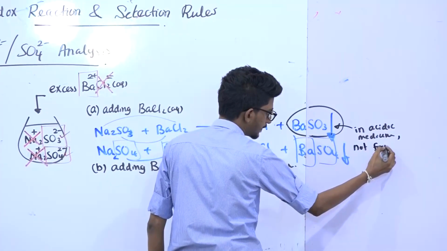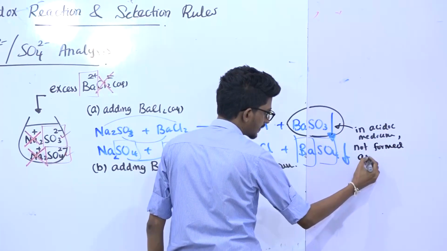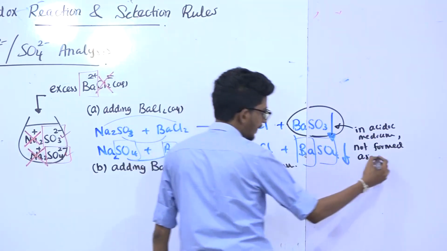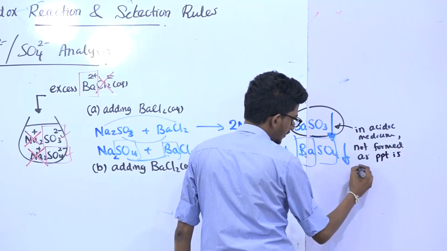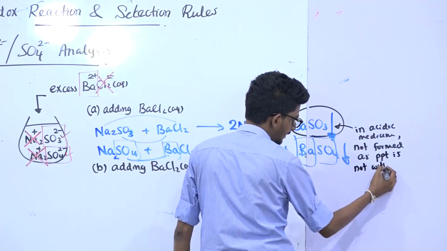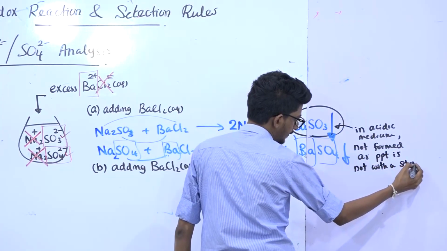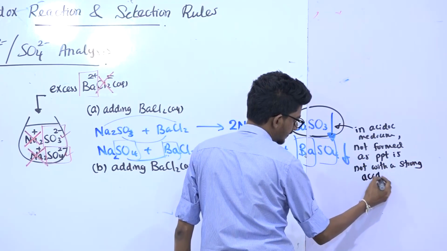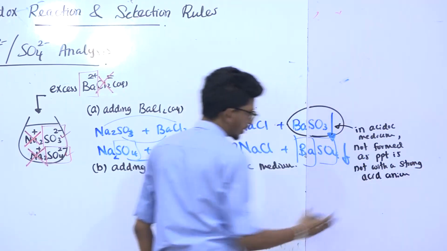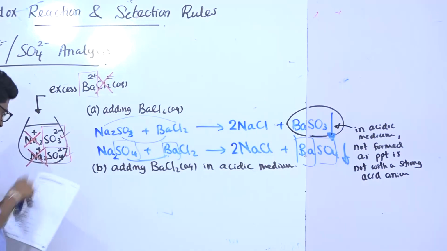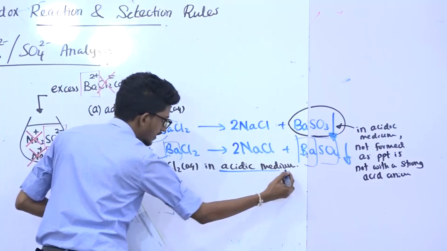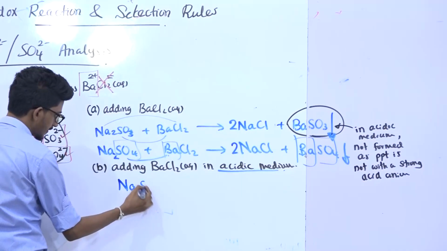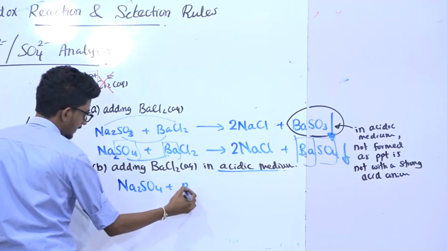Not formed as the precipitate is not with a strong acid anion. So the only reaction is the second one. In acidic medium, this is the only reaction that occurs, the one forming sulfate.